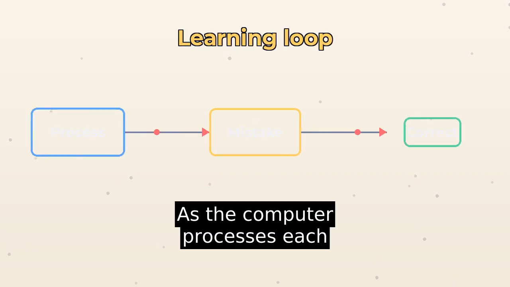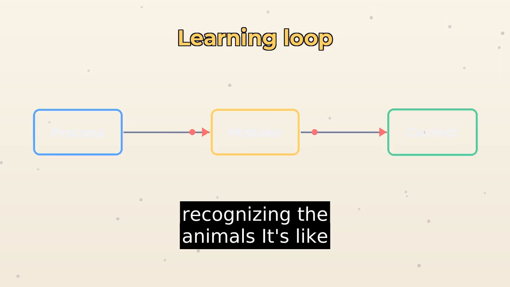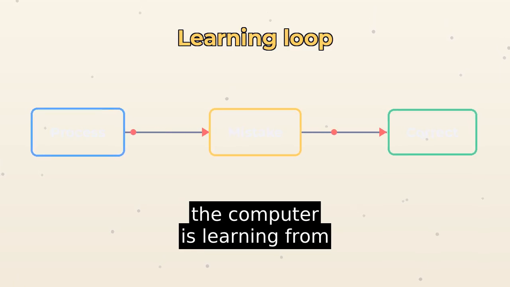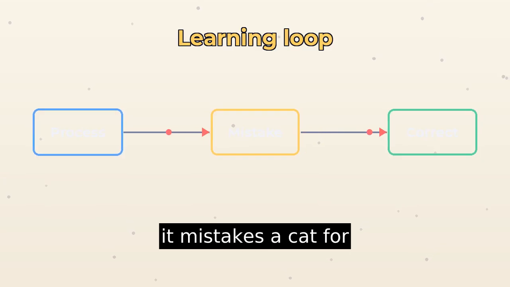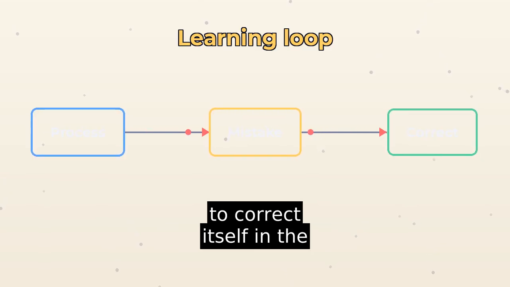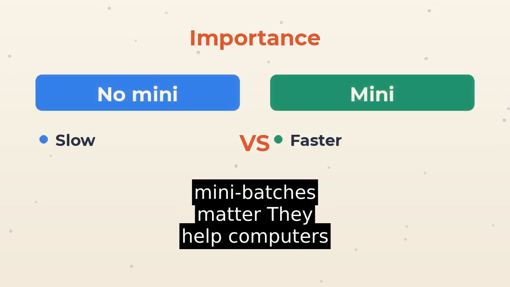As the computer processes each mini batch, it gets better at recognizing the animals. It's like the computer is learning from its mistakes. For example, if it mistakes a cat for a dog, it will try to correct itself in the next mini batch. So, why do mini batches matter?